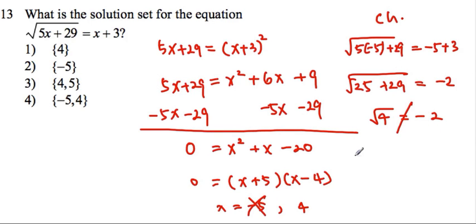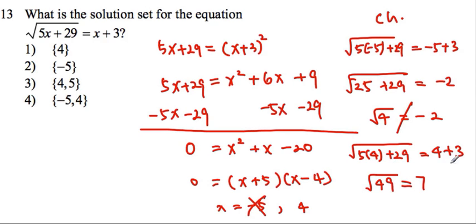How about 4? Square root of 5 times 4 plus 29 is equal to 4 plus 3. On the left side, we end up getting 5 times 4 equals 20, plus 29 becomes square root of 49. And on the right side, we get 7, so it works out. Alright, so our answer is 4 only, which is choice 1.